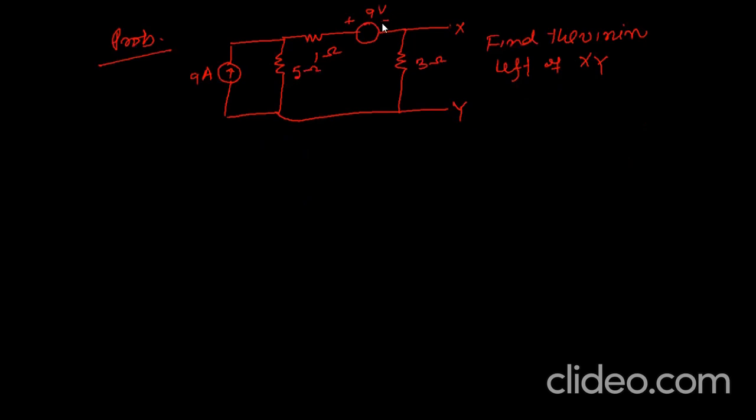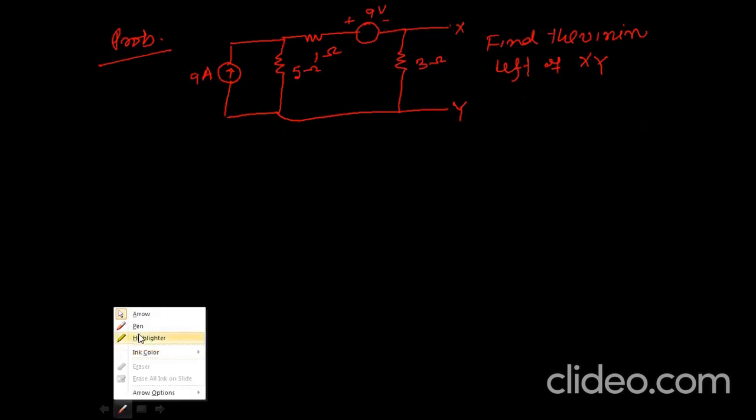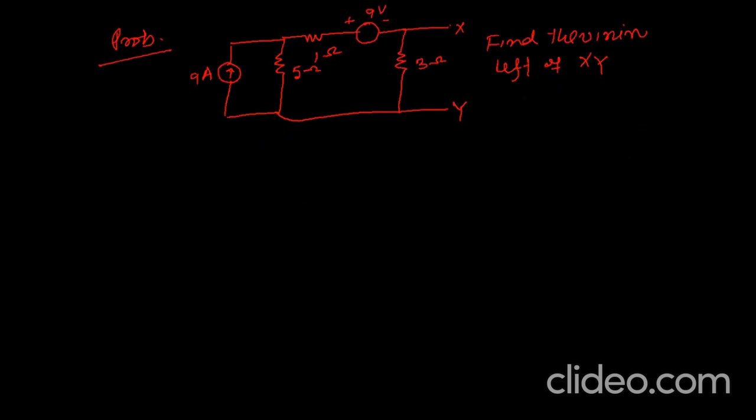This problem is saying to find the Thevenin equivalent across the terminal X and Y. So again, we have to find the value of RTH. So first of all, we have to find the value of RTH. So to calculate RTH, we have to open the current source.